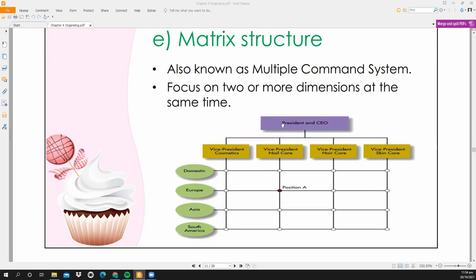Okay, so under ng President and CEO, meron tayong cosmetic, nail care, hair care, and skin care. But then, mahahati pa rin sila sa regions. For example, domestic, Europe, Asia, and South America. So may Vice President Cosmetic for South America, may Vice President Cosmetic for Asia, may Vice President Cosmetic for Europe. Okay, merong Vice President Skincare for domestic. Okay, so meron tayong, in total, no, meron tayong 16 na Vice President all in all.